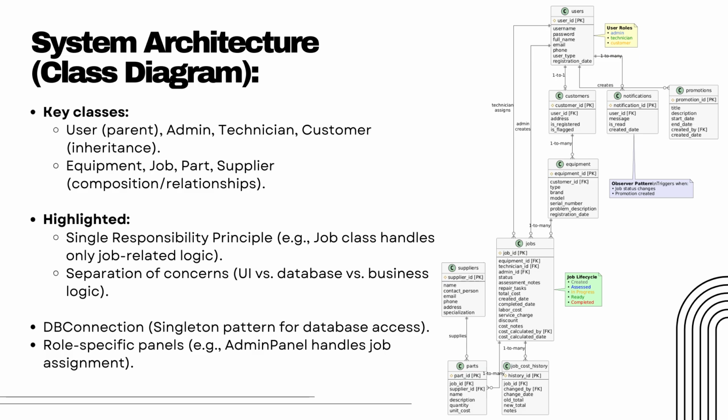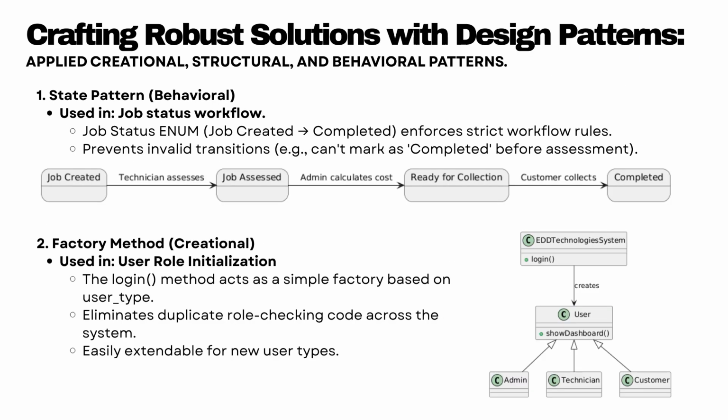The database connection class implements the singleton pattern to ensure a single database access point in the backend, where role specific panels like admin panel encapsulate user specific functionalities. To boost flexibility, I applied key design patterns. First is state pattern. Each repair job transitions through states like created, assessed, ready for collection, and completed using state specific behavior. This makes status updates intuitive and extendable.